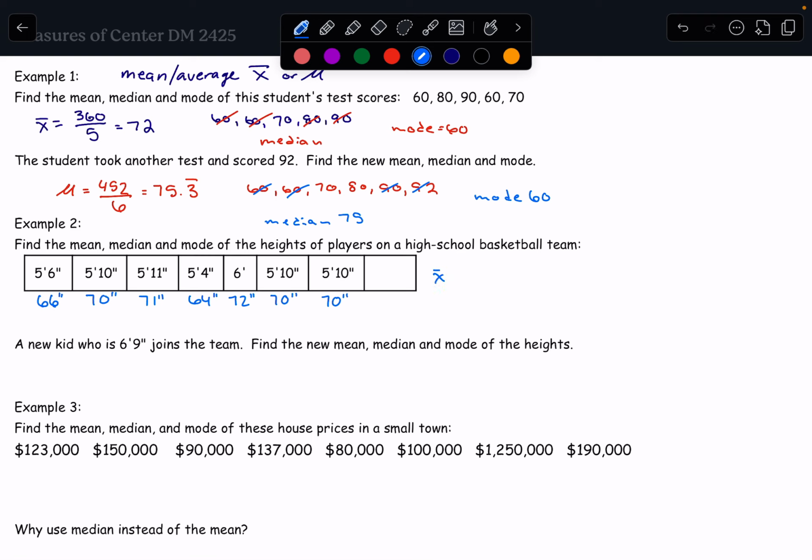So the average is 483 divided by, there's 1, 2, 3, 4, 5, 6, 7 players. 483 divided by 7 is 69 inches, which is the equivalent of 5 feet and 9 inches tall, right? So the average player on this basketball team is 5 feet, 9 inches tall.